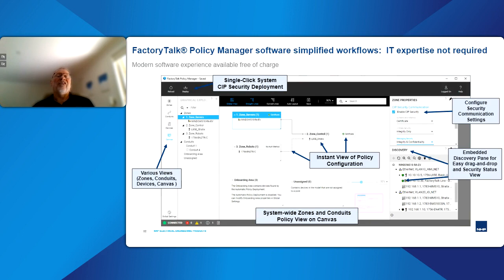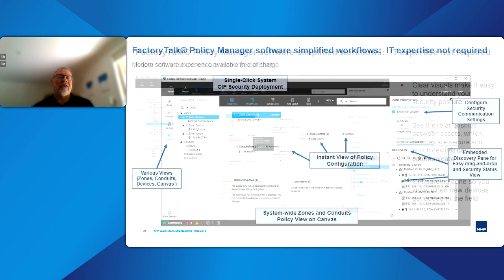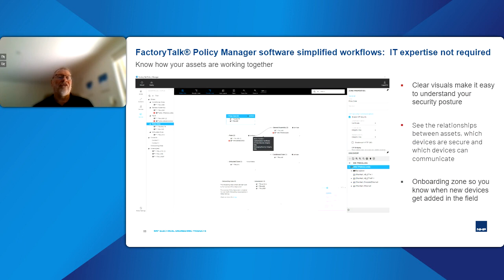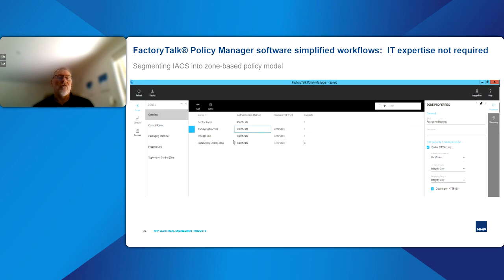So Policy Manager, it's a pretty easy bit of software. It auto discovers everything out there. You then go into zones. You drag into the zones the devices you want in the zones. Then you create policies on those zones.